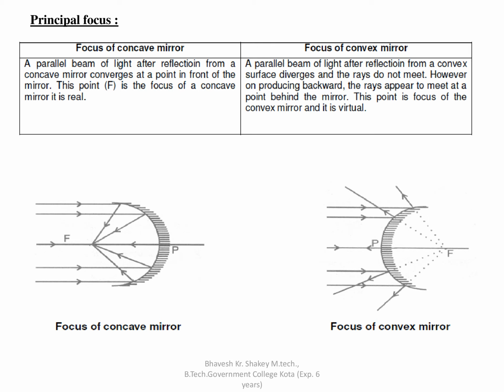Now you can read these two points which are given above. Focus of concave mirror: a parallel beam of light after reflection from a concave mirror converges at a point in front of the mirror. The point F is the focus of a concave mirror and it is real. For a convex mirror, a parallel beam of light after reflection from a convex surface diverges and the rays do not meet. However, on producing backward, the rays appear to meet at a point behind the mirror. This point is the focus of the convex mirror and it is virtual.